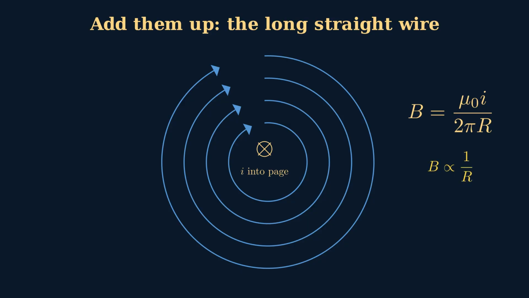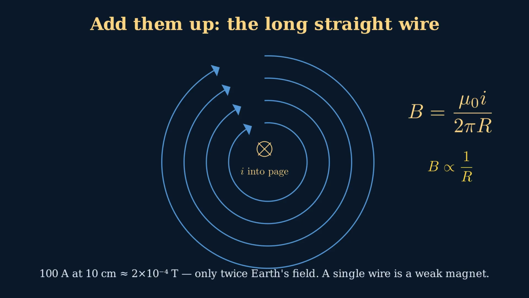It grows with the current and fades as 1 over the distance, a gentler fall-off than a point charge's inverse square. But here's a reality check. Even a hefty 100 amps, 10 centimeters out, makes only twice the Earth's field. A lone wire is a feeble magnet. The road to a strong field isn't more current, it's more turns.